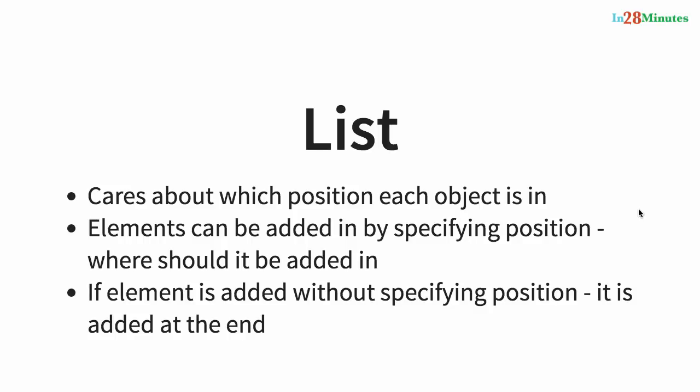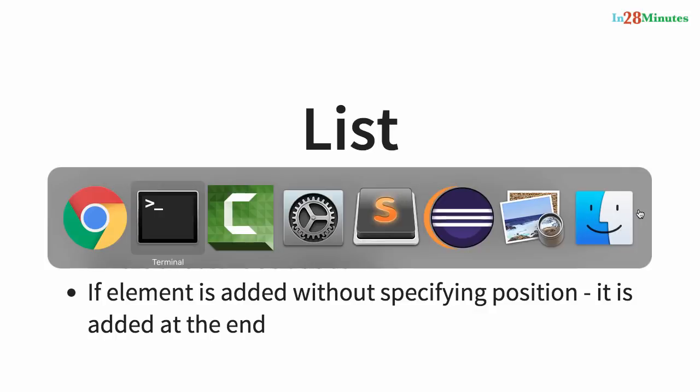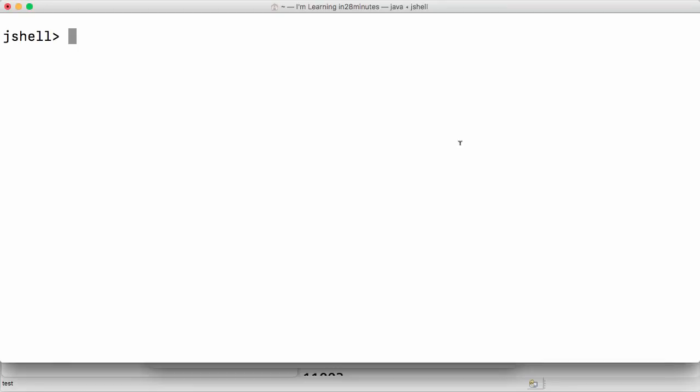So this is a lot of boring theory. Let's get started with the interesting part. Let's do the hands-on now on the list. I'm in JShell, I've launched it up, and now let's say I would want to create a simple list. So I would want to create a list which can store string values. How can I create that?